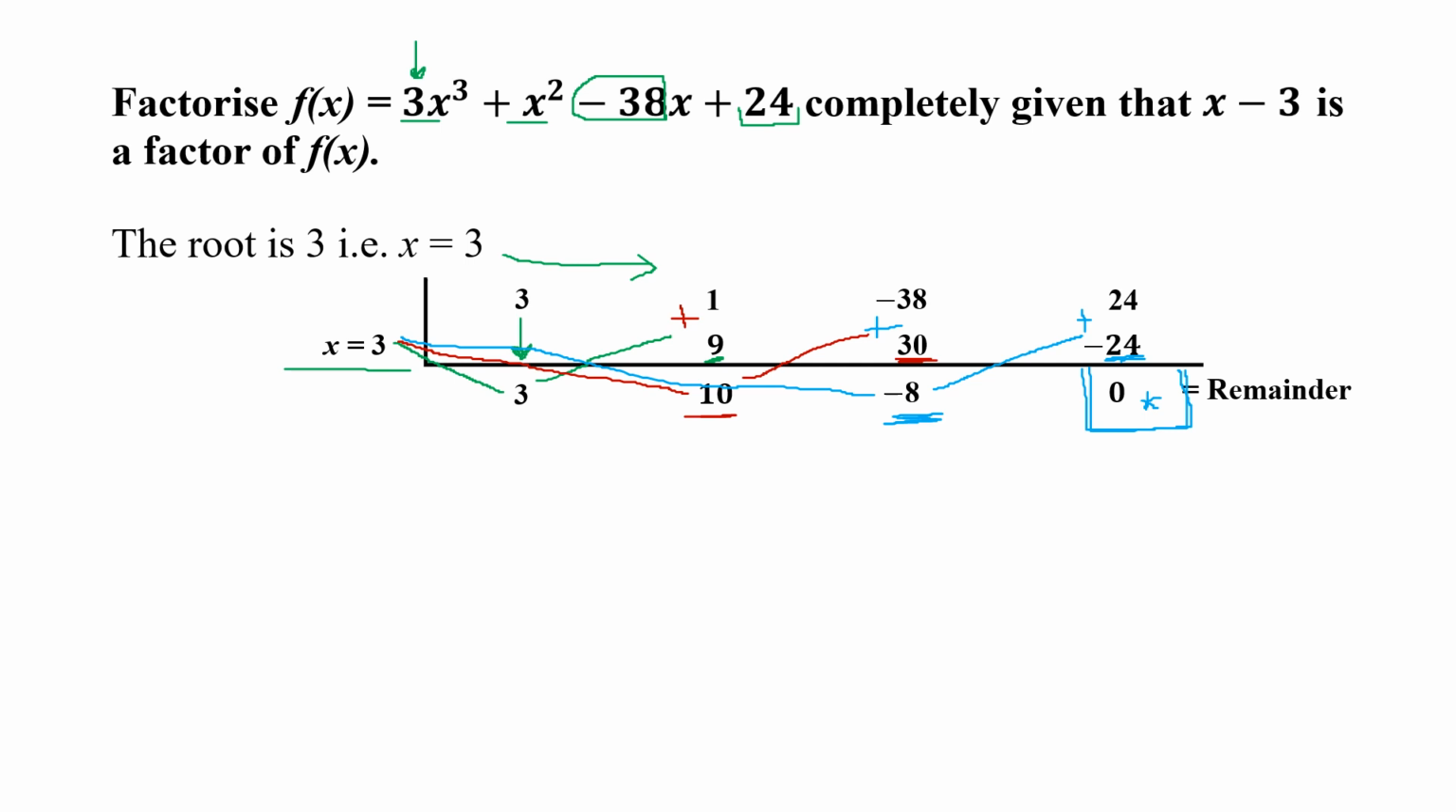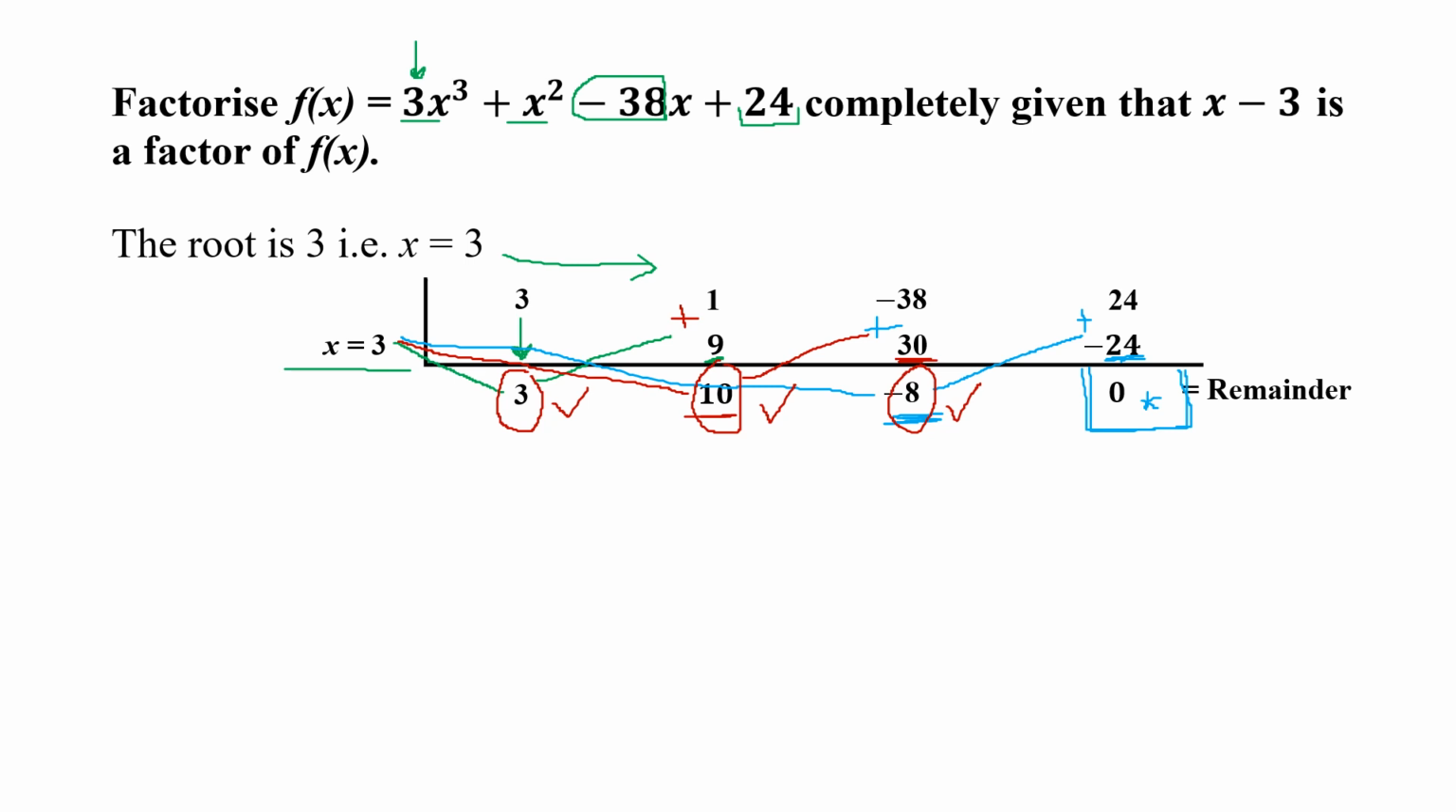Now, we have these coefficients: 3, 10, and minus 8. These are the coefficients of the quadratic factor in descending order of powers of x. This 3 is the coefficient of x squared, this 10 is the coefficient of x, and this minus 8 is the coefficient of x to the 0, or the constant.